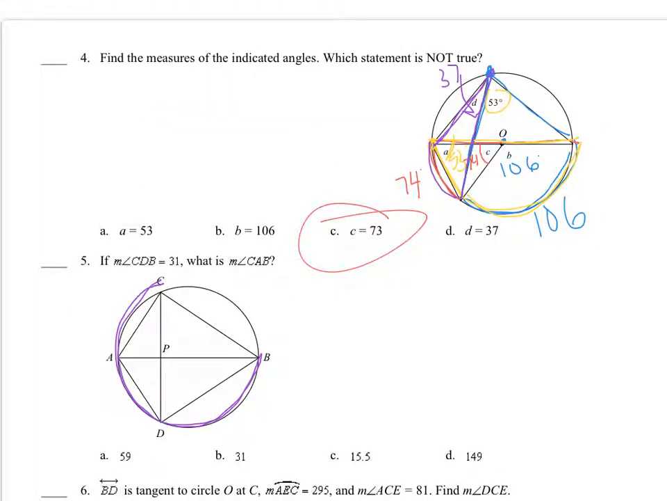Number 4 I did on the board if you weren't there. That's too bad. Look over the problem, look over the colors, and the answer would be C. That's the one that's not correct.